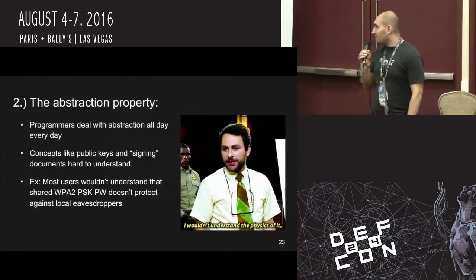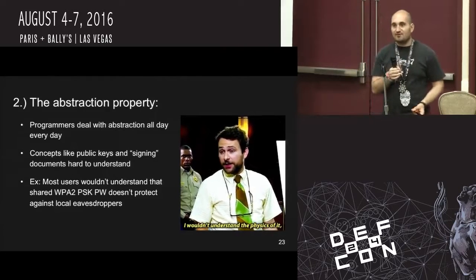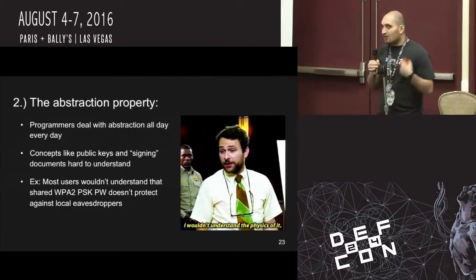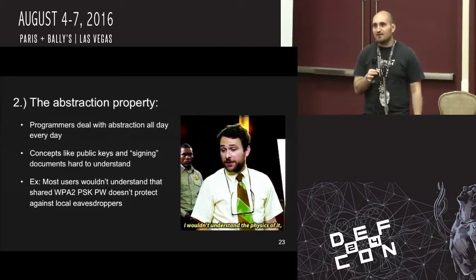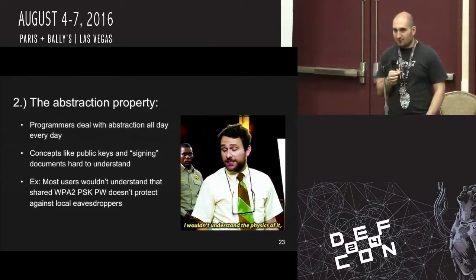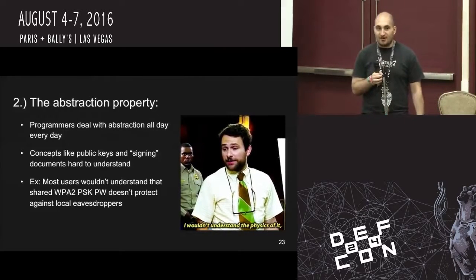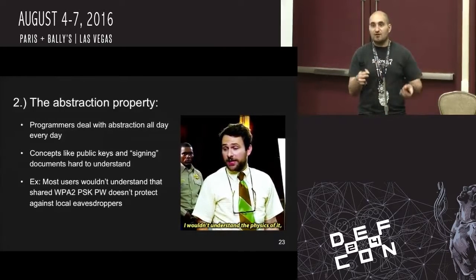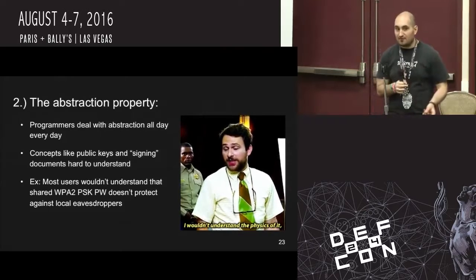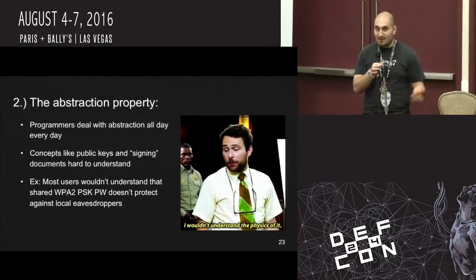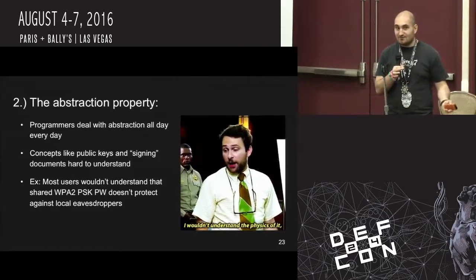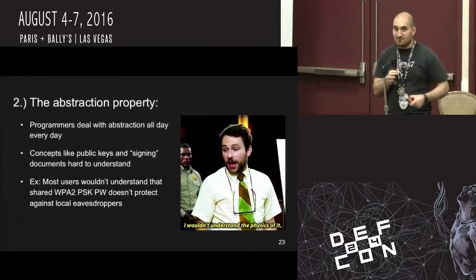Second is the abstraction property. Programmers deal with abstraction all day. These concepts like public keys and signing and things like that, they're very intuitive to people like me, but they're not for our users. So for example, when a user goes to a coffee shop, they might feel secure because the coffee shop has a password on their Wi-Fi. What they may not understand is that is operating in pre-shared key mode, so therefore anyone else who has that password can just snarf up the packets and decrypt them.